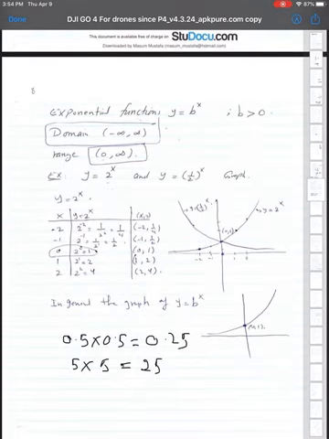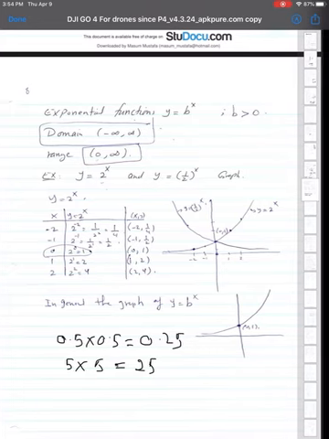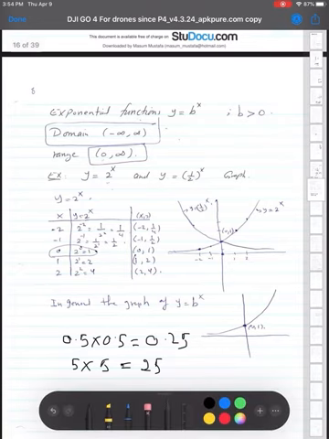Exponential function: y equals b to the power x, where b is greater than 0.